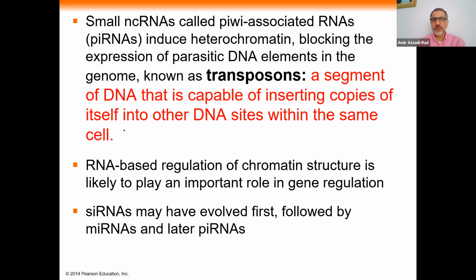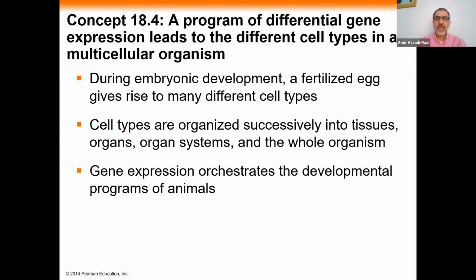RNA-based regulation of chromatin structure is likely to play an important role in gene regulation. siRNA may have evolved first, followed by miRNA later on, and later piRNA. A program of differential gene expression leads to the different cell types in multicellular organisms.